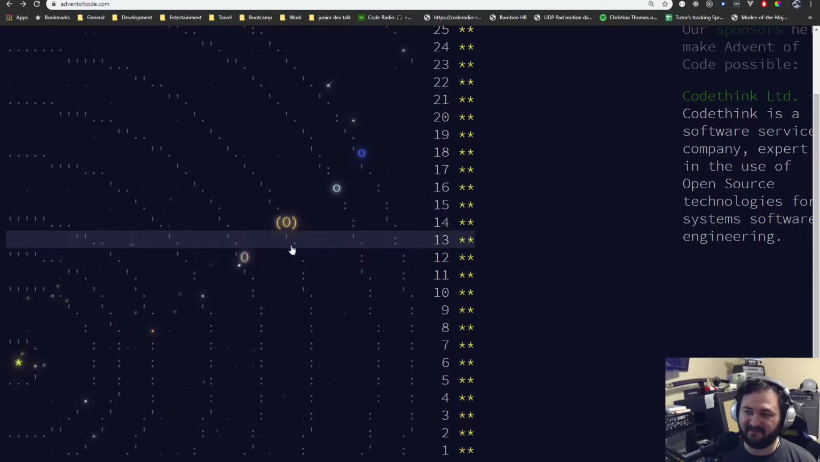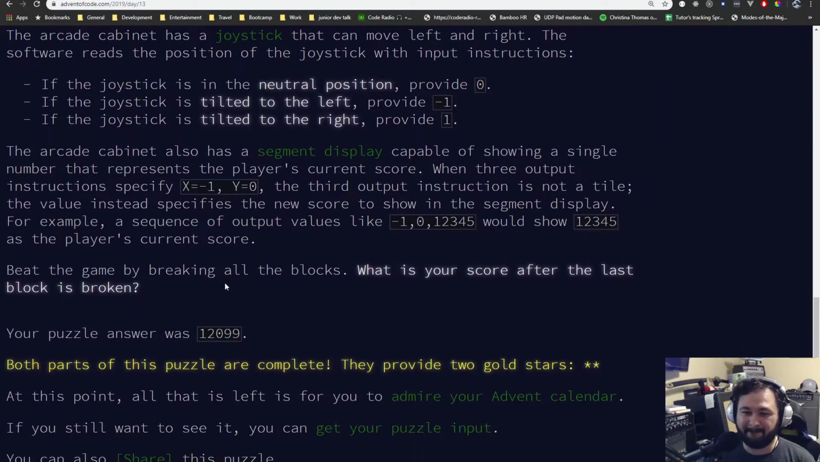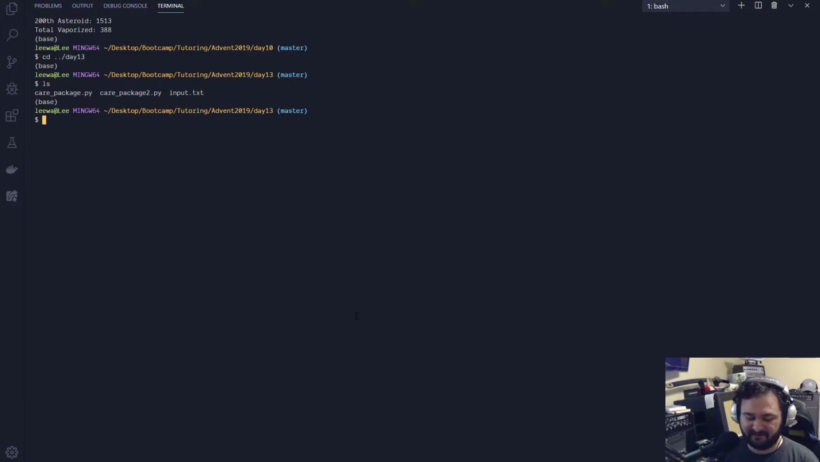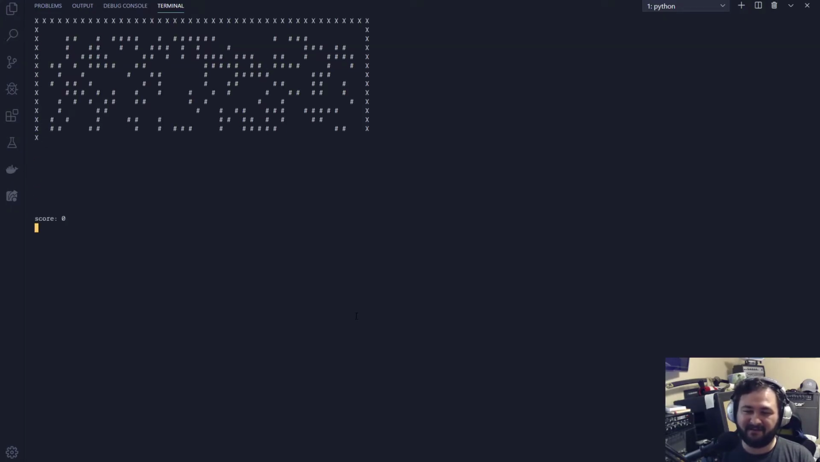Day 13 may have been my favorite one. Care Package. This was an Intcode problem. This one was an actual breakout game in the terminal. You didn't have to render this like I did, but I went ahead and rendered it anyway. You can actually manually play this if you wanted to.